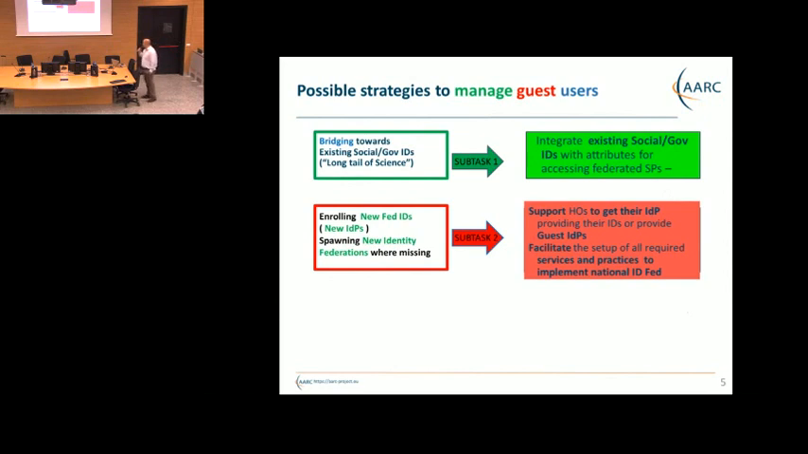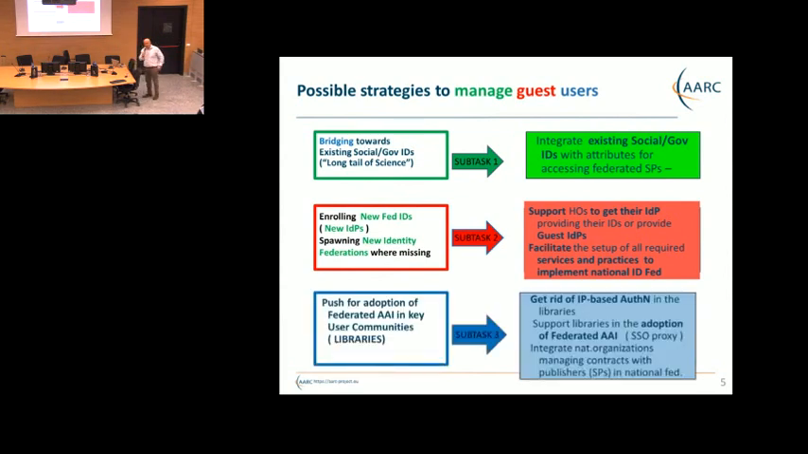Then, of course, we need to support home organizations in providing their IDP or their IDs, or provide guest IDPs. We can also try to facilitate the setup of all required services and practices to implement a national identity federation. Then there's another subtask, devoted to libraries for the special role they play in our project. The strategy is to push for the adoption of federated AAI in the library community, which means getting rid of IP-based authentication wherever possible. So we support libraries in the adoption of federated AAI through an SSO proxy, and also integrate national organizations managing contracts with publishers at the national level when these exist.